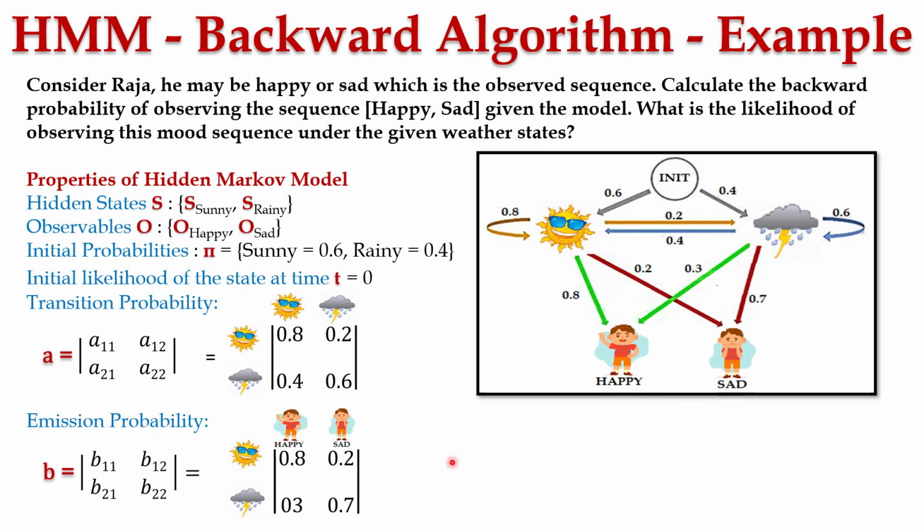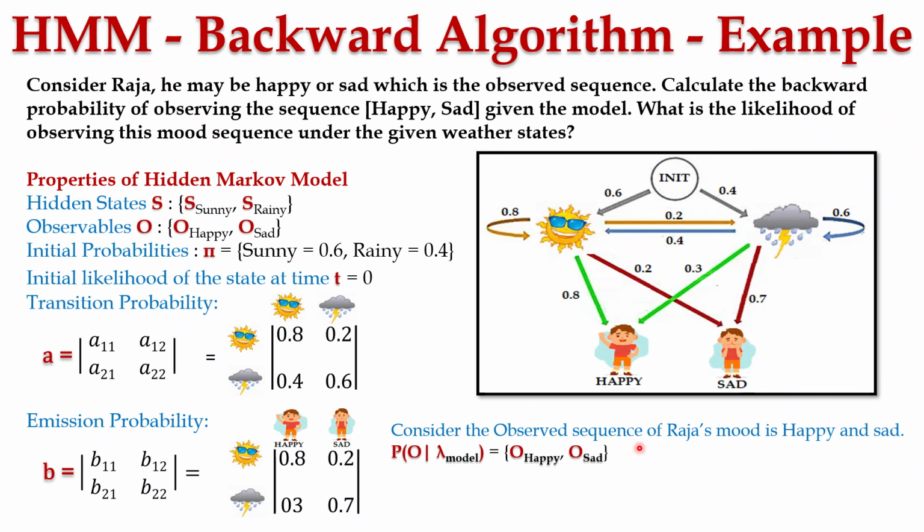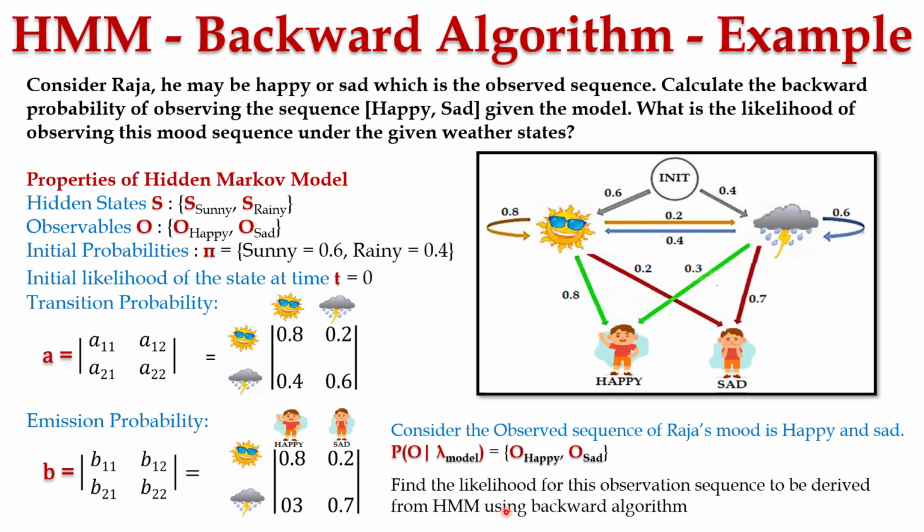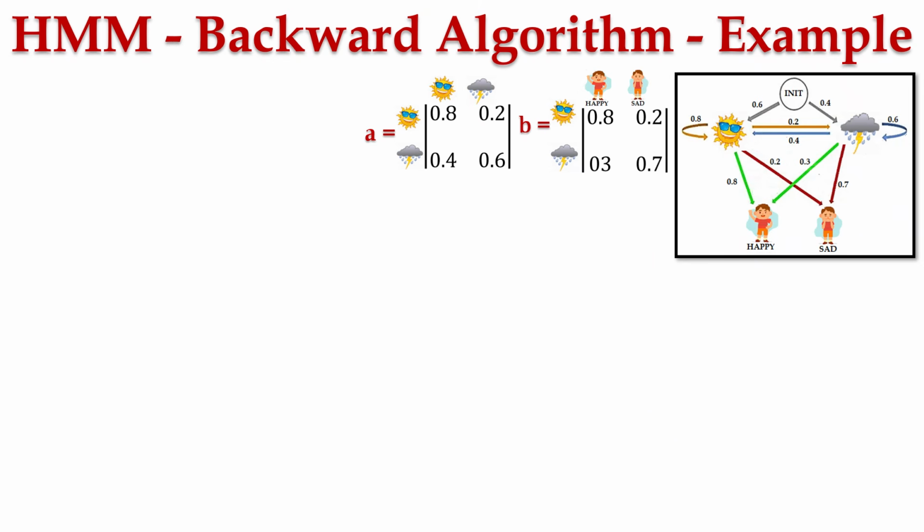Now let's consider the observed sequence of Raja's mood as happy then sad, which is represented as probability of O given lambda model, which is represented here as observable happy, observable sad. That is O of happy, O of sad. We need to find the likelihood for this observation sequence to be derived from the HMM using the backward algorithm. In order to solve our problem, the first step is the initialization step. Yes, this is the model for our example problem. We have the transition probability matrix A and emission probability matrix B as input.